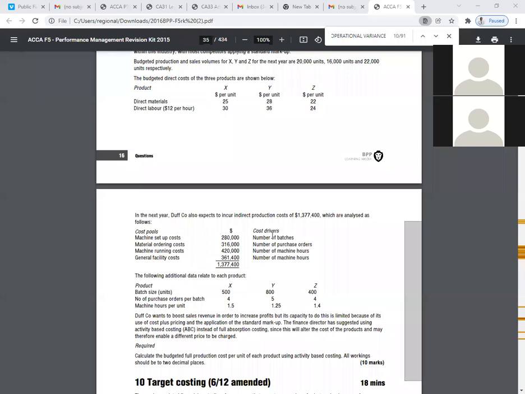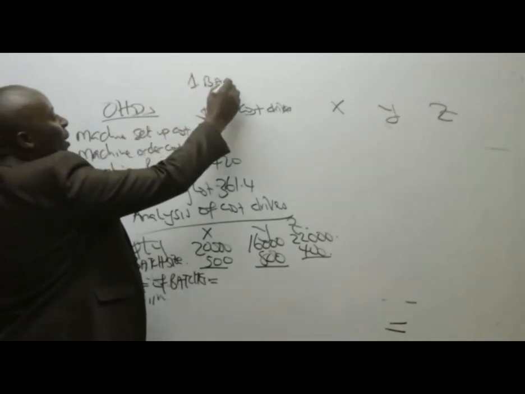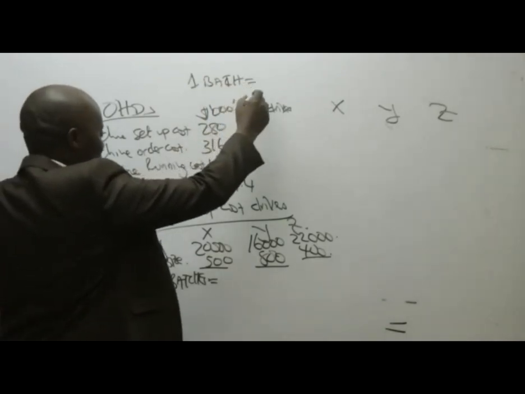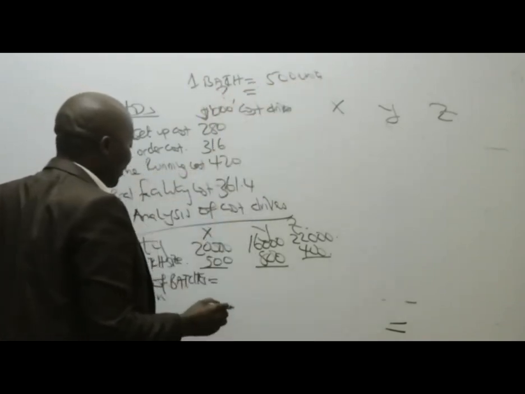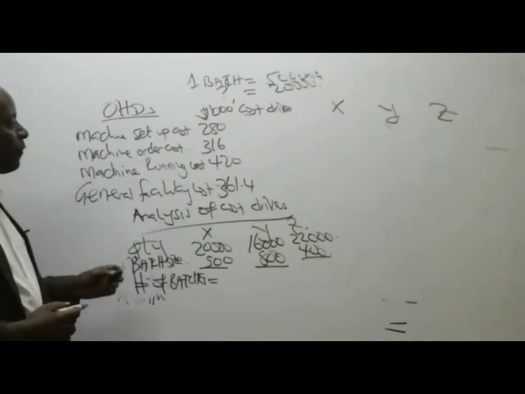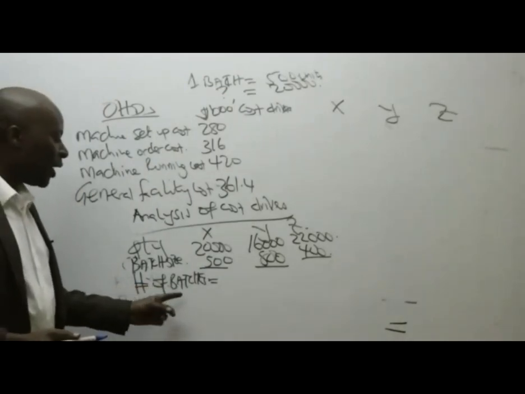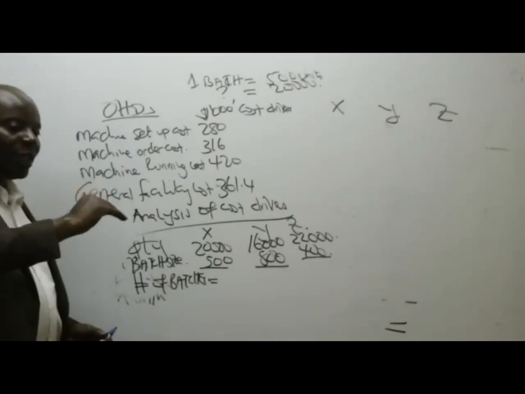Now, ladies and gentlemen, out of this, I should be able to get the number of batches. Could you kindly give me the number of batches here? Listen to me slowly. For X, one batch has how many units? 500, meaning your batch size is 500 units. How many batches are we going to have in this 20,000? If you cross multiply, it will be 20,000 divided by 500. When you see batch size and they want number of batches, you take the quantity divided by the batch size.